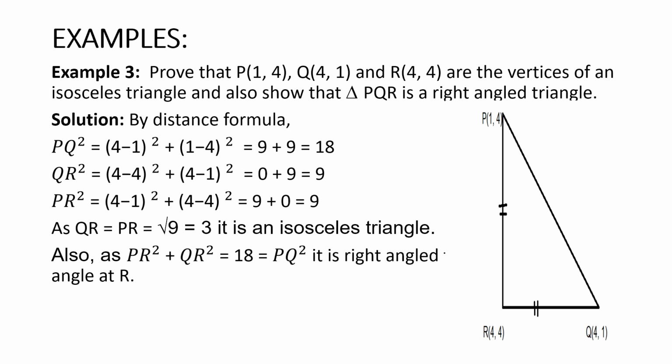Why? PR square plus RQ square. Remember, for distance formula, QR square or RQ square is same, because x2 minus x1 whole square is same as x1 minus x2 whole square. Distance is always positive, or you can say it is always non-negative. So we have PR square plus RQ square is equal to PQ square. So it is a right angle triangle with the right angle at R.